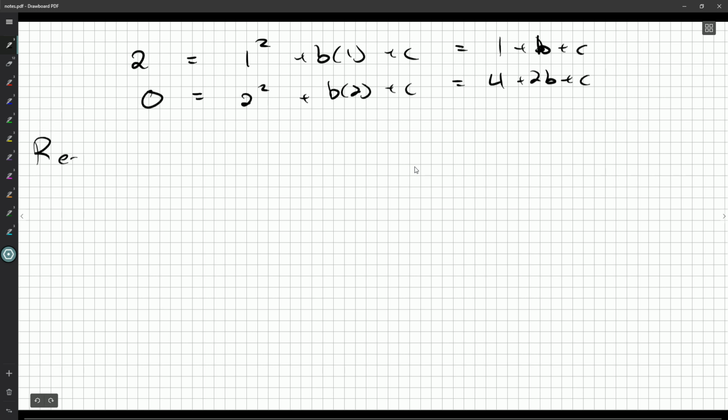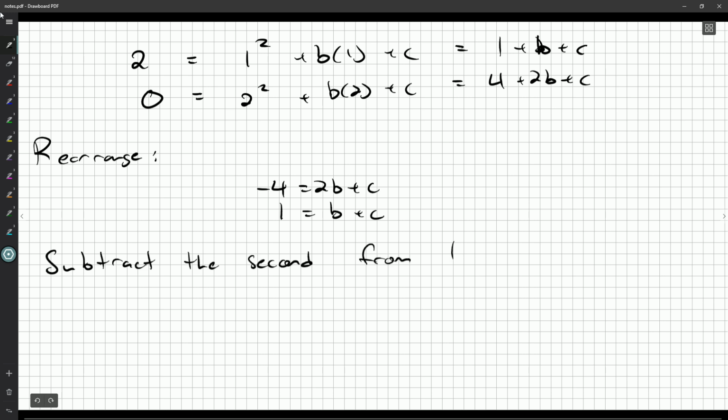So rearranging. Bring the 1 over to the other side, so 2 minus 1 is b plus c. 0 minus 4, negative 4, is 2b plus c. I'm going to rewrite it like this, because I'm going to subtract these equations. Subtract the first from the second. When I subtract equations, I like to line things up. Negative 4 minus 1 is negative 5. 2 b's minus a b is just 1 b. And a c minus a c is nothing. Oh, look at that. I know what b is.